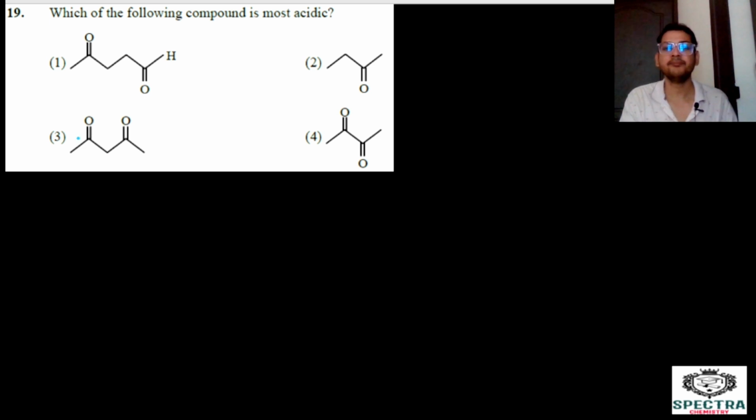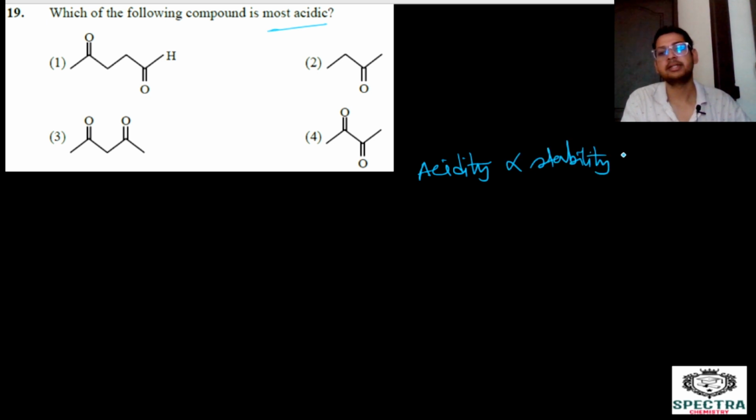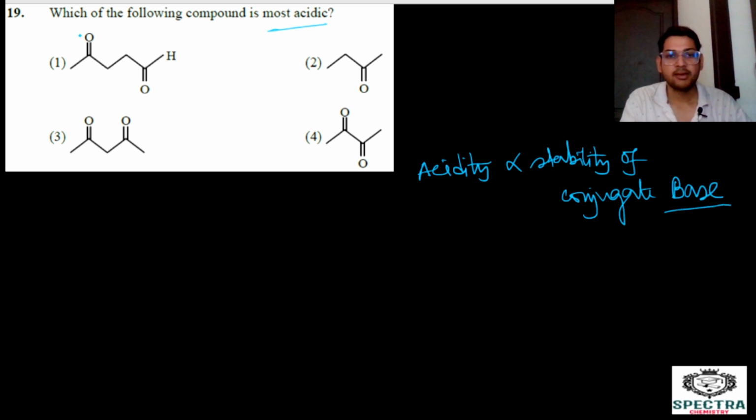Okay. Now here, which of the following is most acidic? I told you many times that whenever an acidity question will come, acidity is proportional to stability of conjugate base. So conjugate base means what? Conjugate base means from here if you take the hydrogen out, and from here if you take the hydrogen out.